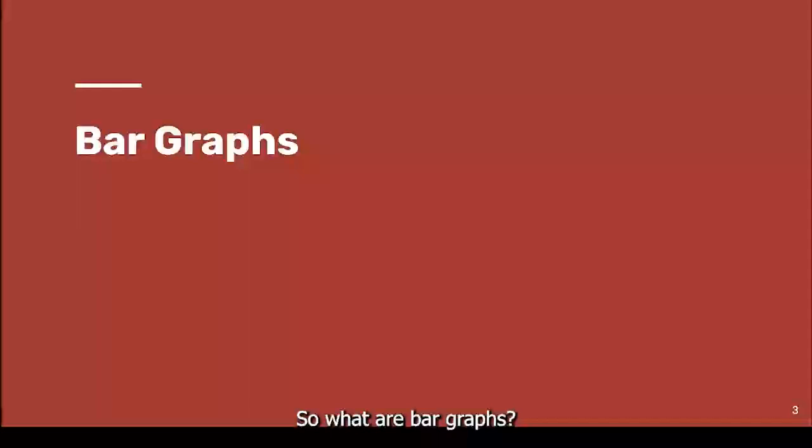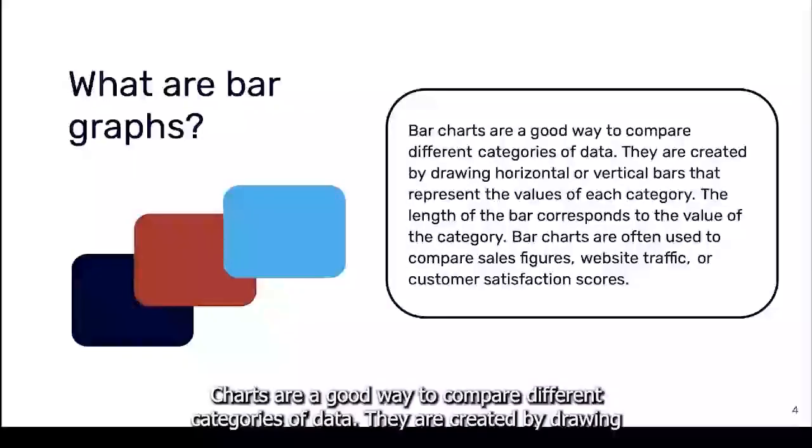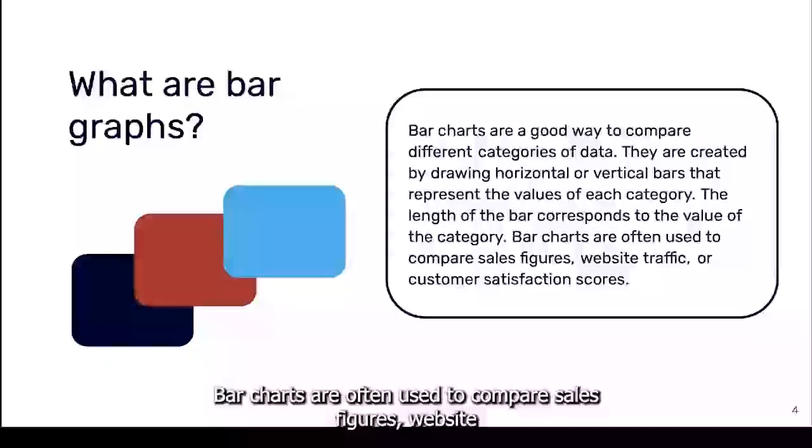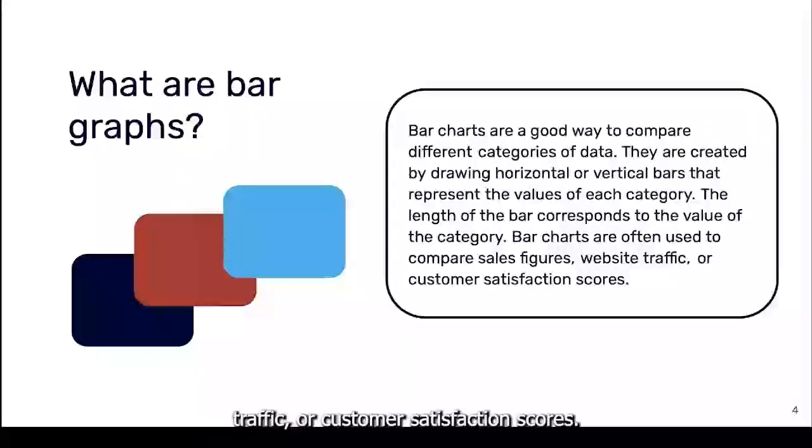So what are bar graphs? Bar charts are a good way to compare different categories of data. They are created by drawing horizontal or vertical bars that represent the values of each category. The length of the bar corresponds to the value of the category. Bar charts are often used to compare sales figures, website traffic, or customer satisfaction scores.